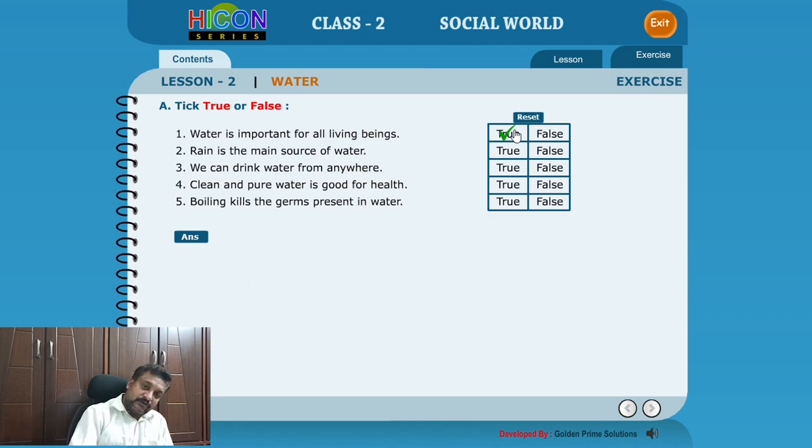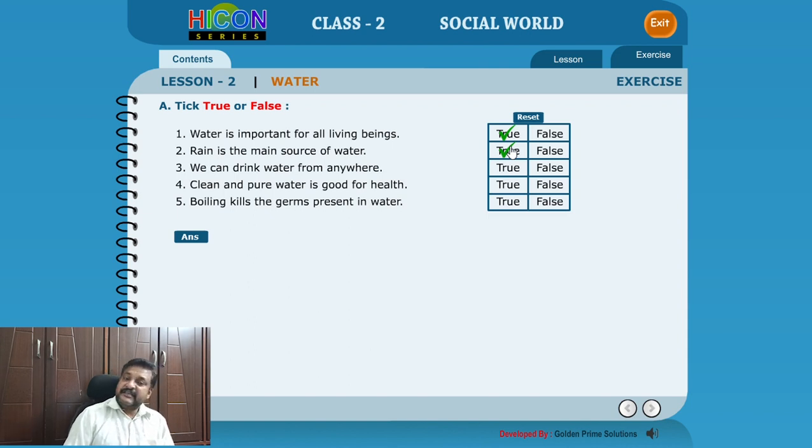If it is underground water, some water that we get through the rain goes down into the earth and that fills the underground water sources. And that is what we get through wells and tube wells, right? So rain is the main source of water is a right answer. We can drink water from anywhere is the third statement.